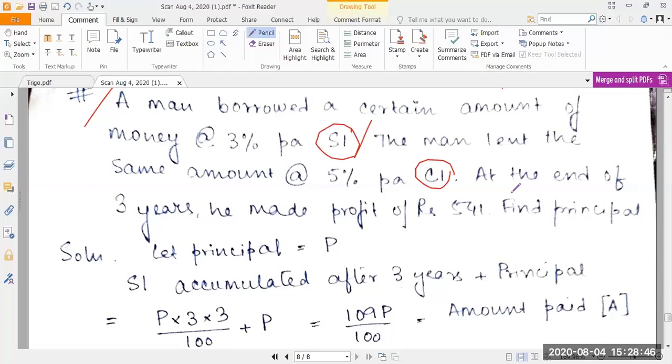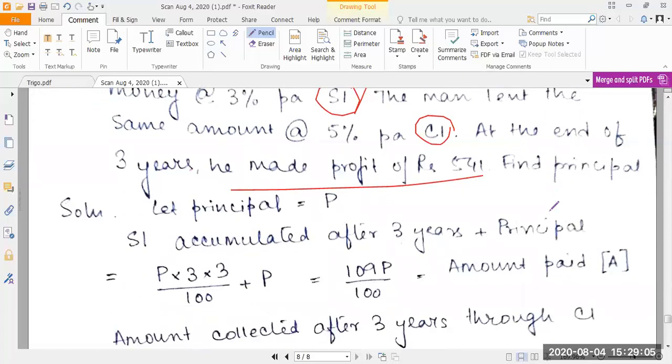So he's a greedy man, we know. So moving on with the sum, we see at the end of 3 years, he made a profit, which was obvious, of rupees 541. Find the principal. So we essentially need to find out the amount of money that he essentially borrowed.